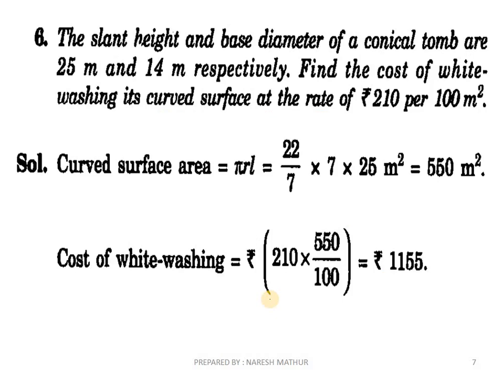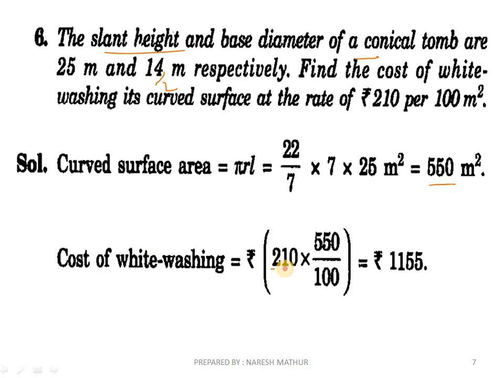Next question gives the slant height and base diameter. We have l, and we can find the radius by taking half of the diameter of the cone. We need to find the cost of whitewashing its CSA at the rate of 210 rupees per 100 meter square. For finding the cost, it's quite simple. We just need to find the CSA of the conical tomb. Simply apply pi r l. We get 550 meter square as the area of the conical tomb, and we need to find the cost of whitewashing.